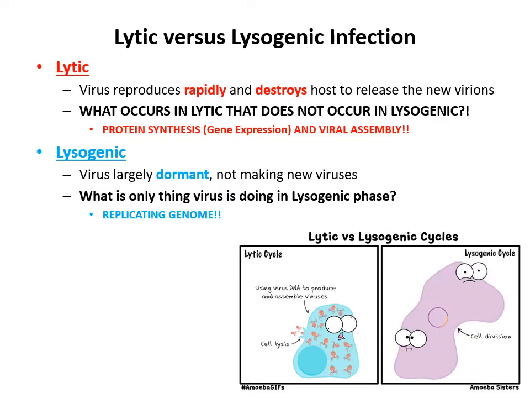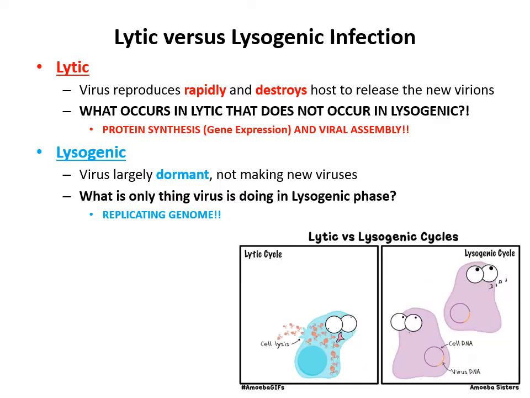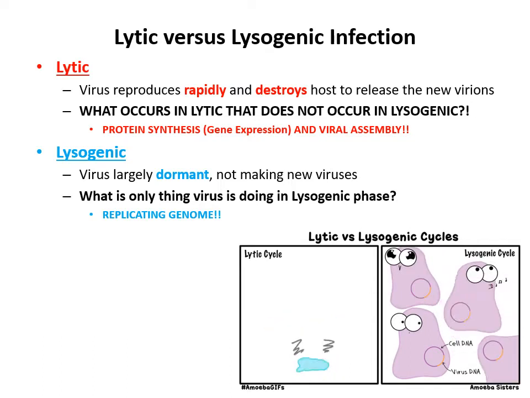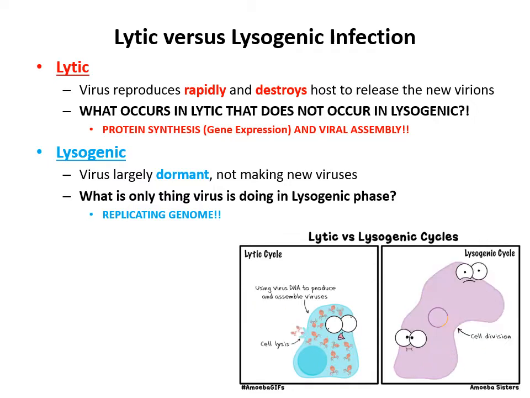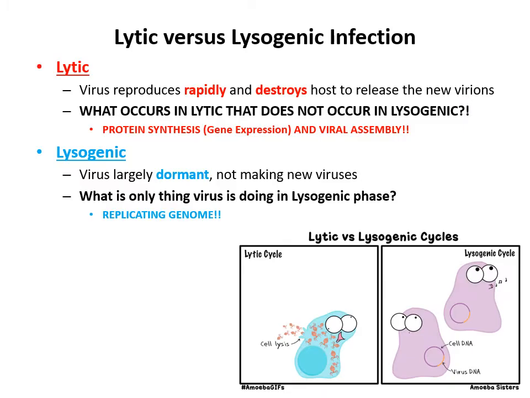So viruses will cycle through, going back and forth between lytic and lysogenic. And please remember the difference: lytic, you have the proteins being produced and new viruses being assembled. Lysogenic is dormant, you only have the genome getting produced.